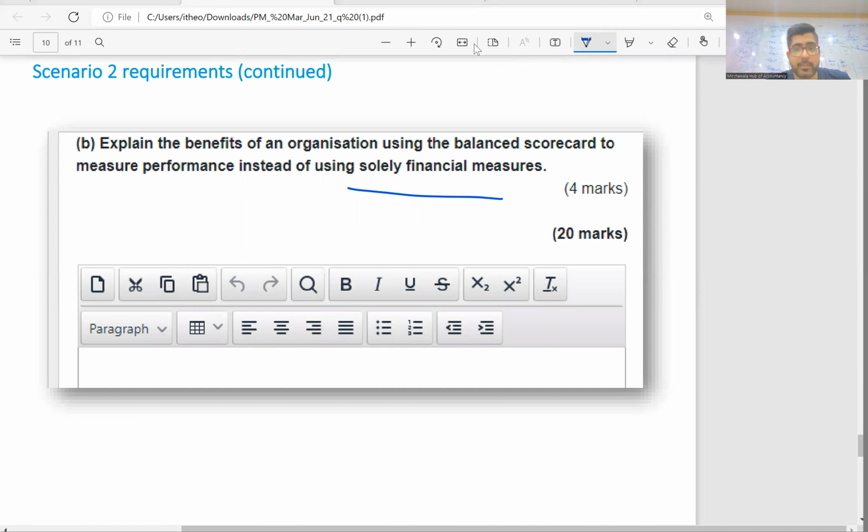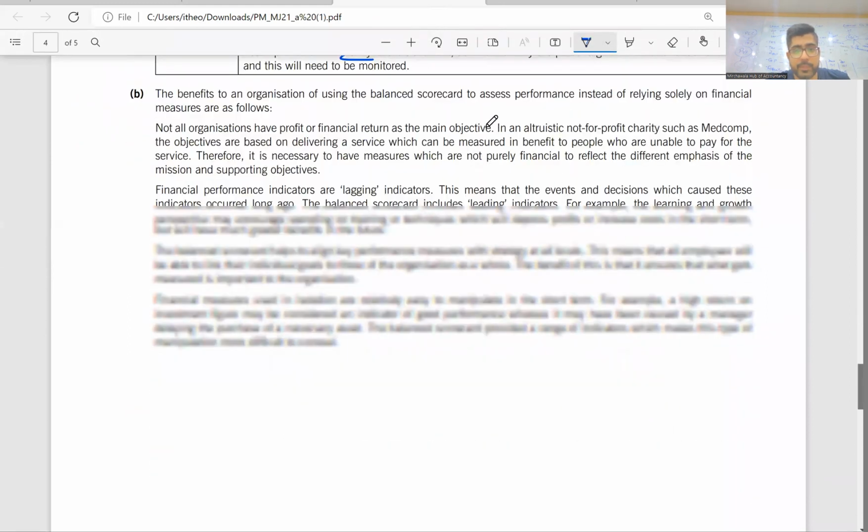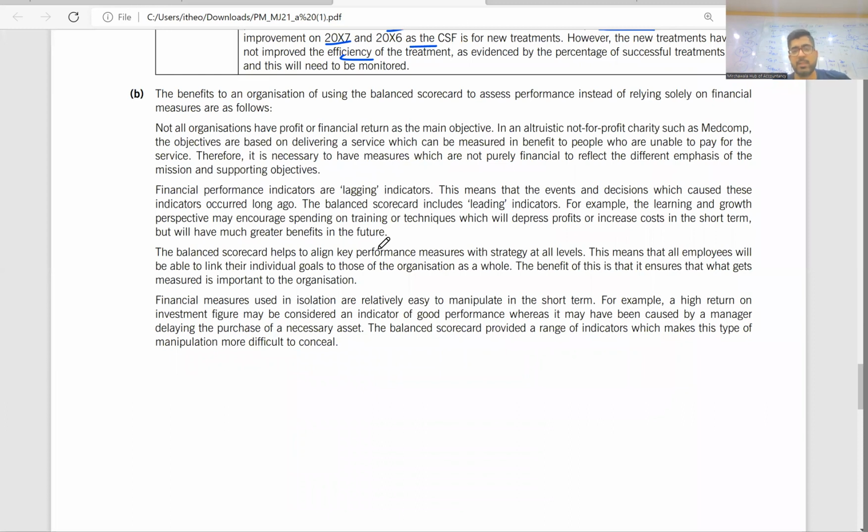And again, you can have a look at the examiner answer. It's a very long answer compared to 4 marks, but still reading it gives you knowledge. The benefits are as follows. Not all organizations have profit or financial return. In a not-for-profit organization, objectives are based on delivering a service. Therefore, it is necessary to have measures which are not purely financial.